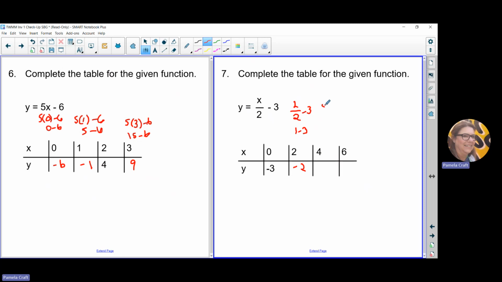The next one is 4 divided by 2 minus 3. And 4 divided by 2 is 2. And 2 minus 3 is negative 1. And finally, we have 6 divided by 2 minus 3. 6 divided by 2 is 3. And 3 minus 3 would get us 0.